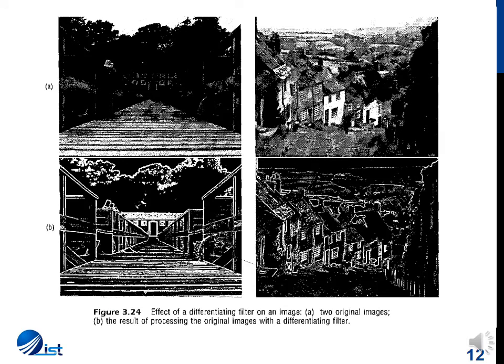Whenever we apply a differentiating filter to an image, for example, this is a situation where we had two images, and as can be seen, these images have certain buildings and pathways, but we are not too sure where exactly on the image they lie. Once we apply a differentiating filter to these images, the edges of the image are very clear, very sharp.